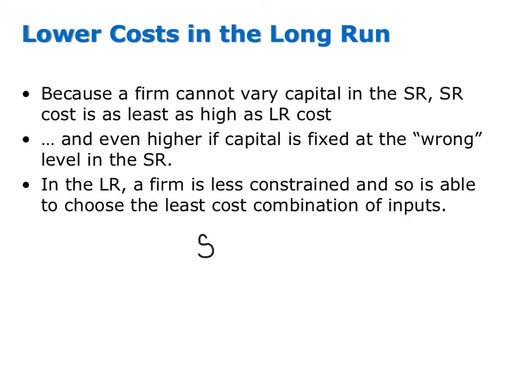Therefore, the relationship between short and long run cost is that the long run total cost is either less than or equal to the short run total cost. The long and short run cost will be equal when capital is fixed in the short run at the level the firm would have chosen anyway in the long run, and when the capital is fixed in the short run at the wrong level, the long run total cost will be less than the short run total cost.